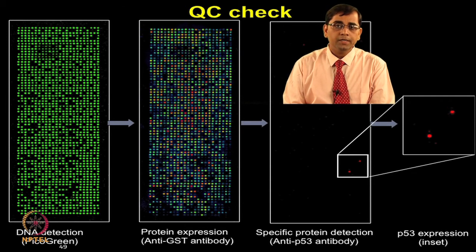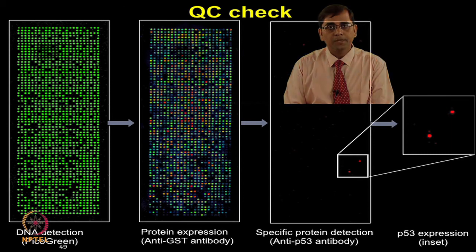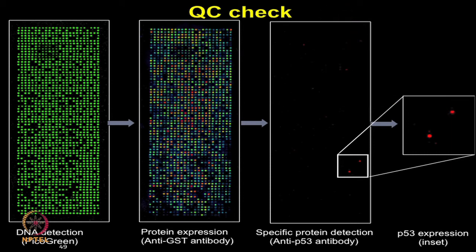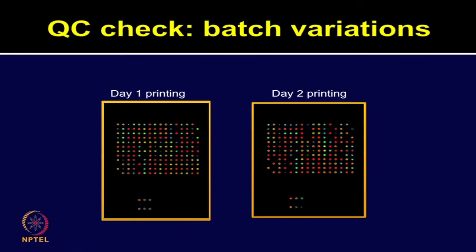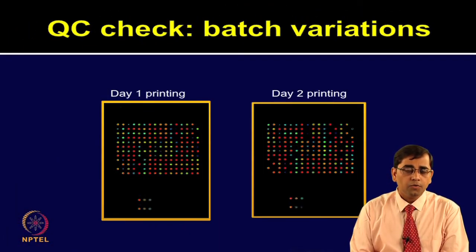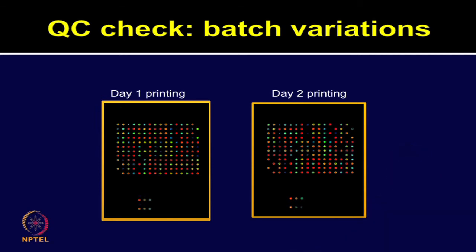Before you use these printed arrays for testing any biological questions, you need to ensure that DNA is properly printed, which is shown on the left side with picogreen stain. Next to that is protein expression by using anti-GST antibody and protein specific expression by using anti-P53 antibody. Again, one needs to look into the batch to batch variability for the protein expression. If you print GST purified protein in different concentrations as shown in the bottom side, those can be used to determine how much protein is produced on each feature.